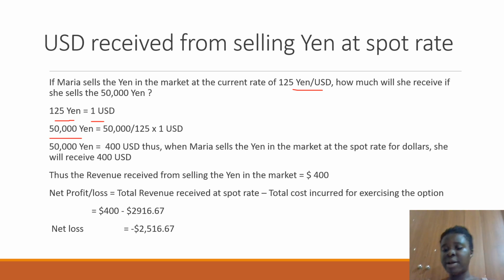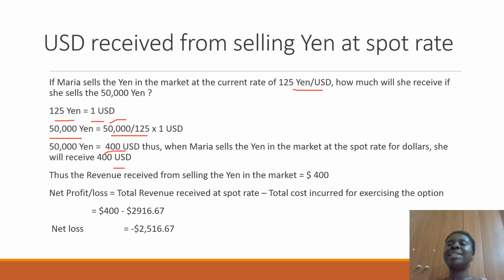Give her more than $1, right? So let's divide. We get our 50,000 divided by 125 times our 1 USD. When you calculate this, you are going to get 400 USD. So her 50,000 yen, when she sells them, she's going to receive 400 USD from the market. So when Maria sells the yen in the market at the spot rate for dollars, she will receive 400 USD. Thus, the revenue received from selling the yen is 400 USD.